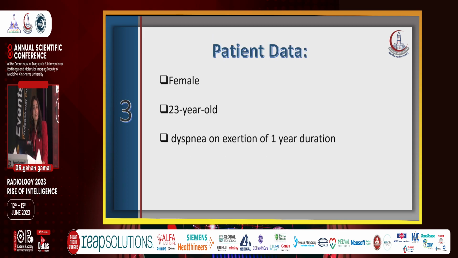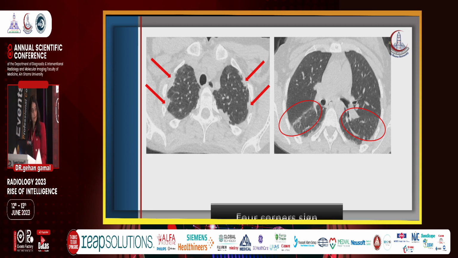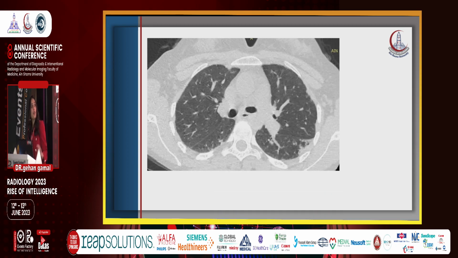Our last and final case is a female who is 23 years old, complains of dyspnea on exertion of 1 year duration. High-resolution CT scan was done, which showed bilateral peripheral subpleural areas of reticular infiltration and pulmonary fibrosis seen mainly affecting the apical and anterior segments of both upper lobes as well as the superior segments of both lower lobes. These interstitial manifestations were seen distributed in all 4 corners of the thorax. This is referred to as the 4-corner sign. There is also some honeycombing changes noted there.